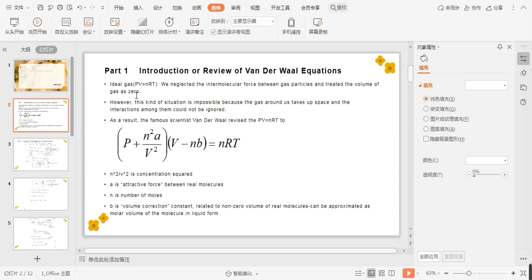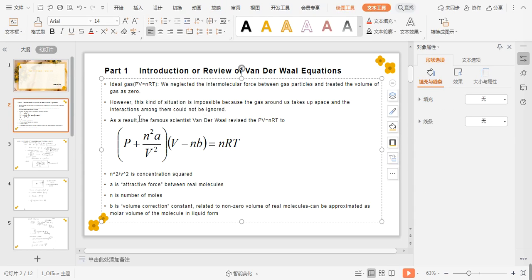In this law, we ignore the intermolecular force between gas particles, and we think the gas molecules do not take up any space. It means their volumes are all zero. However, this kind of situation is impossible because the gases around us are matter. Matter takes up space, and there are strong interactions among them, although we cannot see them. So these two elements are very important in influencing the different traits of different gases.